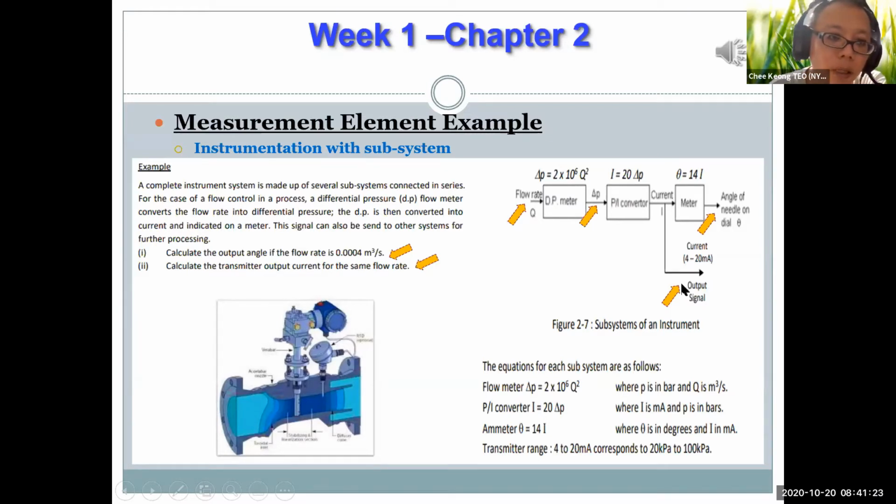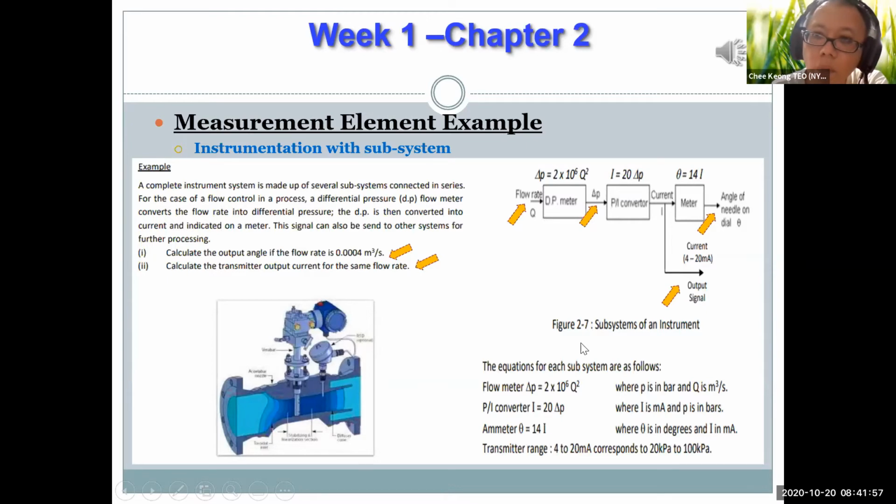So what they want you to calculate is the output angle if the flow rate is 0.0004 meter cube per second. So flow rate is Q, right? Q is 0.0004. What is your output current? So it's asking you what is I, right? If you know Q, what is I? So this is quite straightforward, right? And calculate the transmitter output current for the same flow rate. So they want you to calculate basically the angle and the current, right? So they want to know what is theta and what is I.